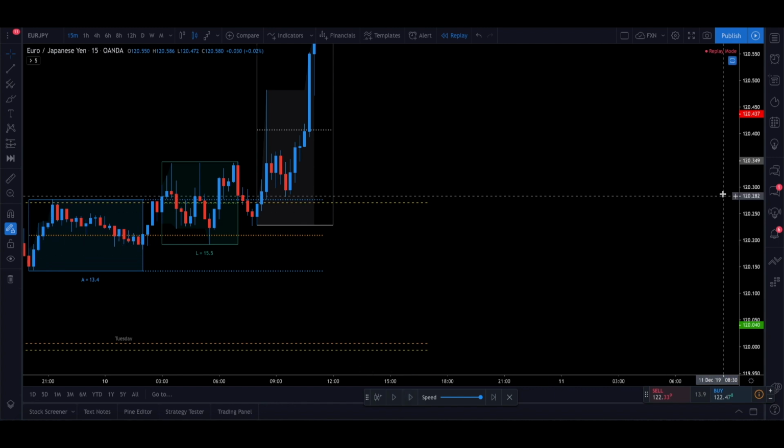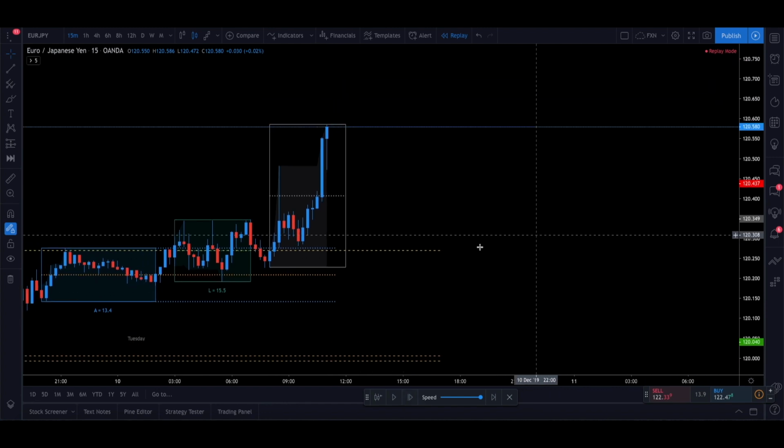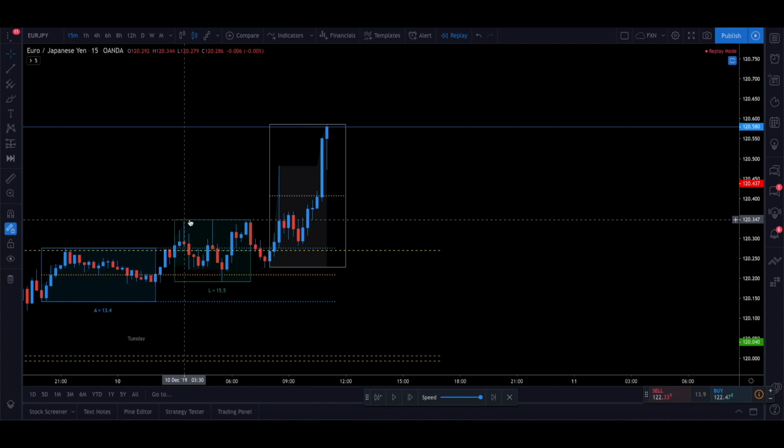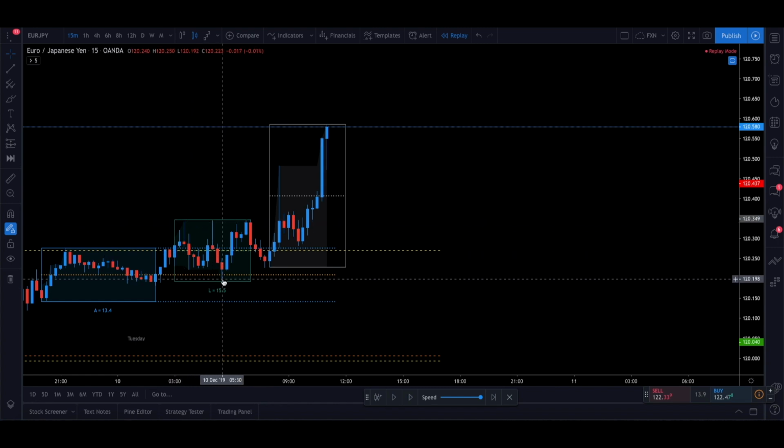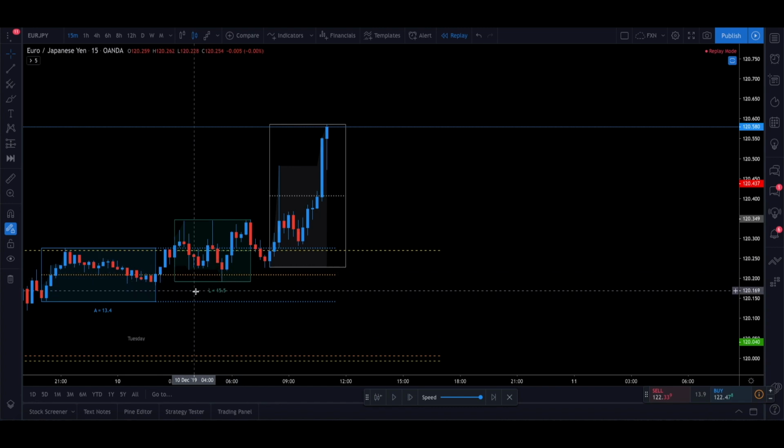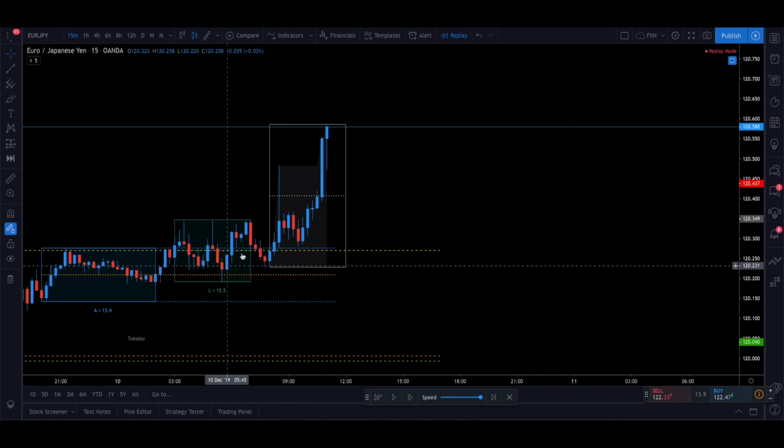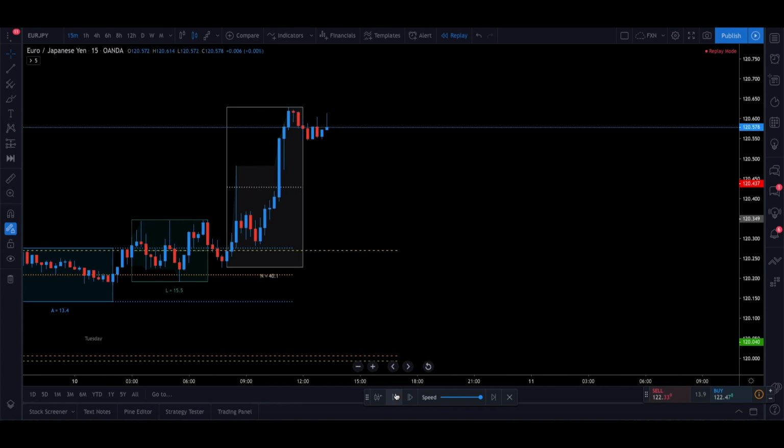See that? If this is really the high of the day at this point in time, there's no reason to get rejected from the middle of the range. Okay? There's no reason for it. The real move is going to happen going the opposite way. Okay? So there you go.